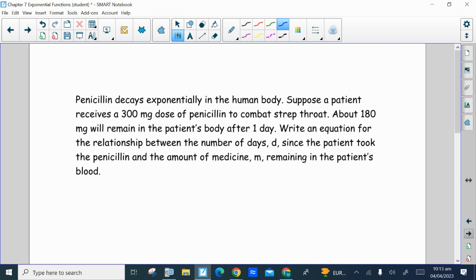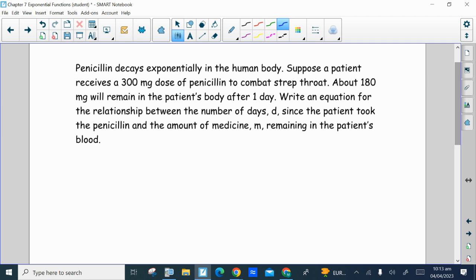Suppose a patient receives a 300 milligram dose of penicillin to combat strep throat. About 180 milligrams will remain in the patient's body after 1 day. Write an equation for the relationship between the number of days D since the patient took the penicillin and the amount of medicine M remaining in the patient's body. So we'll start with that general equation again.